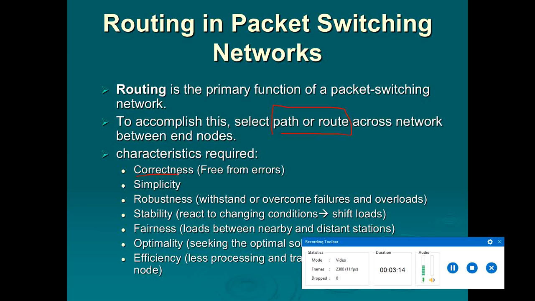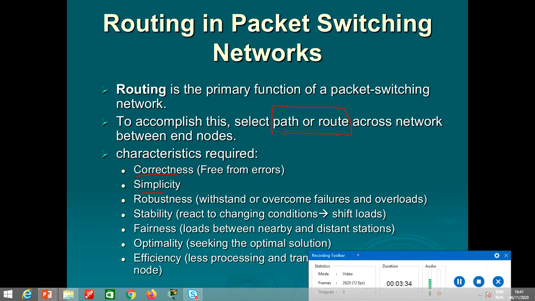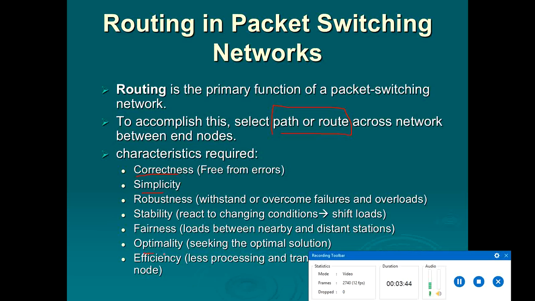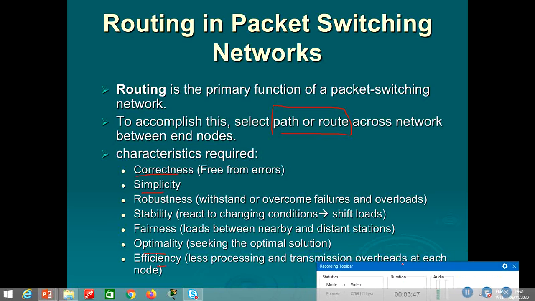I am going to explain all these in detail. The characteristics of selecting a path between two stations, or between sender and receiver, are correctness, simplicity, robustness, stability. Robustness is to overcome the failures. Stability is to react to the changing condition, for example, if a node fails. Then fairness, optimality and efficiency. So let's talk about all these things in detail.